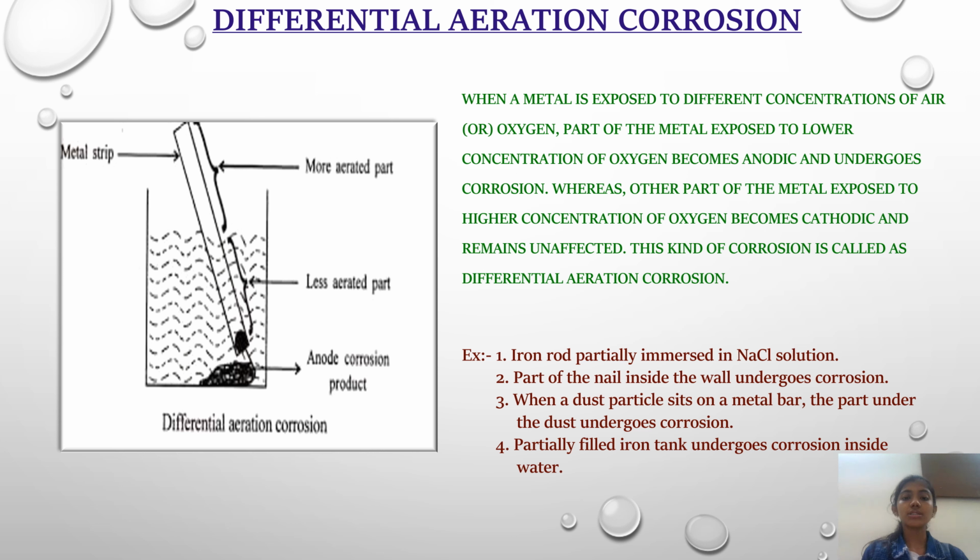There are some examples which show differential aeration corrosion, like iron rod partially immersed in NaCl solution or part of the nail inside the wall undergoes corrosion, or when a dust particle sits on a metal bar, the part under the dust undergoes corrosion, or partially filled iron tank undergoes corrosion inside the water.